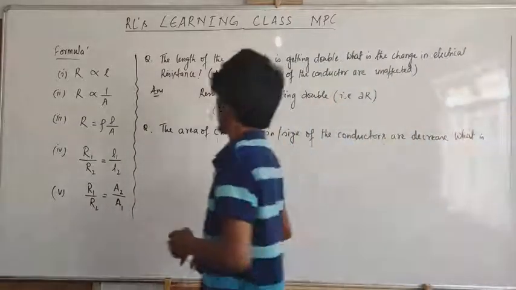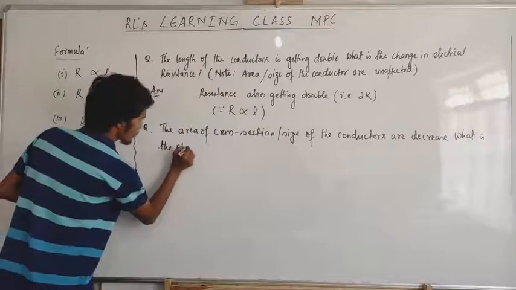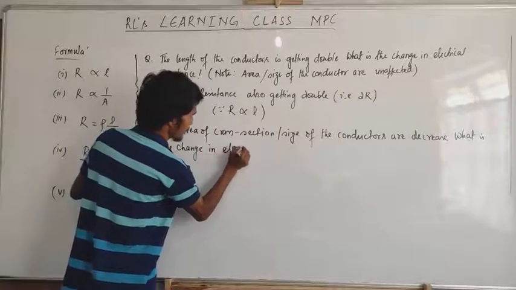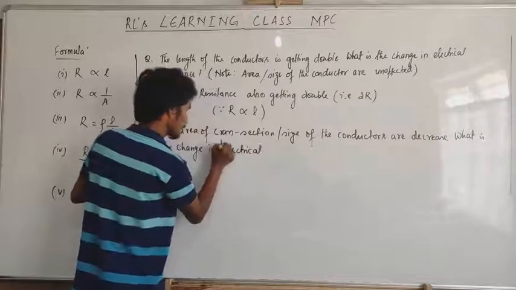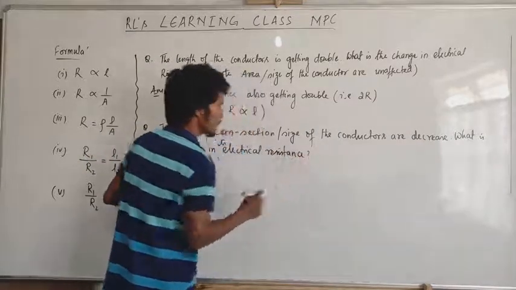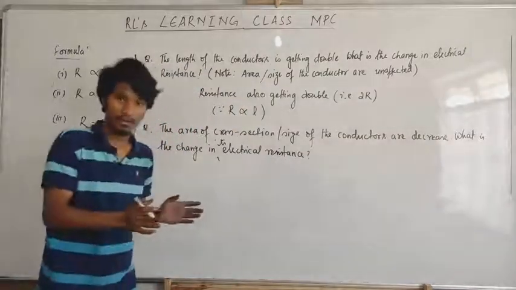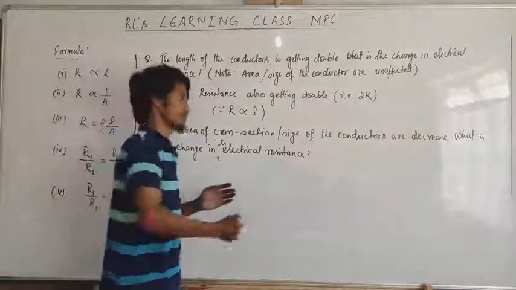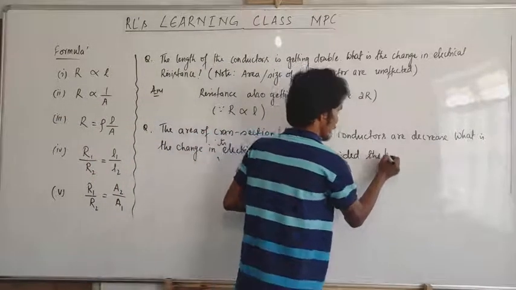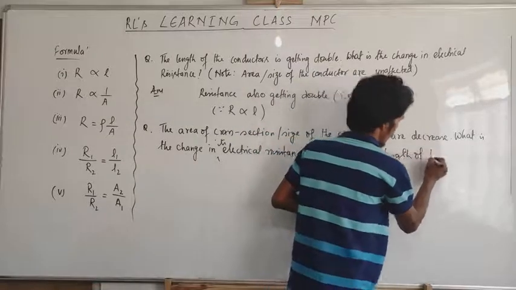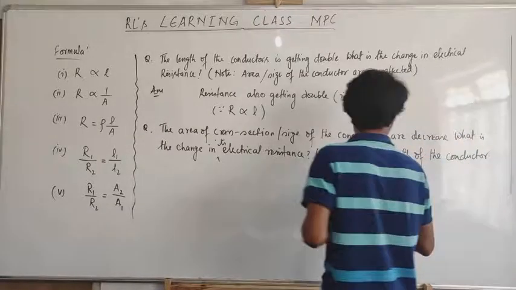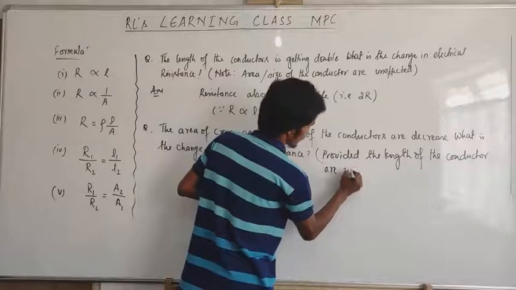Then what is the change in its electrical resistance? Then provided the length of the conductor is unaffected. Remember this. Provided the length of the conductor is unaffected.